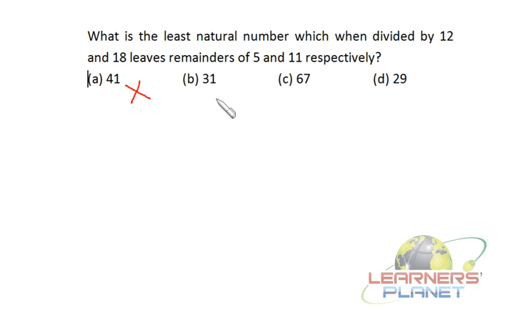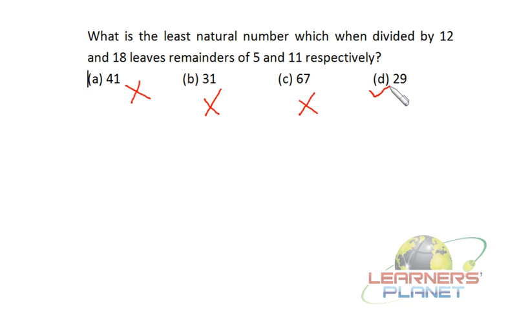Now let's see for 31. If we divide 31 by 12, we'll be getting the remainder as 7, so it won't be the correct choice. In this case, still we will be getting the remainder as 7 if we divide 67 by 12, so even it won't be the correct choice. Now we are left with 29 and there is none of these, so it must be the correct choice.